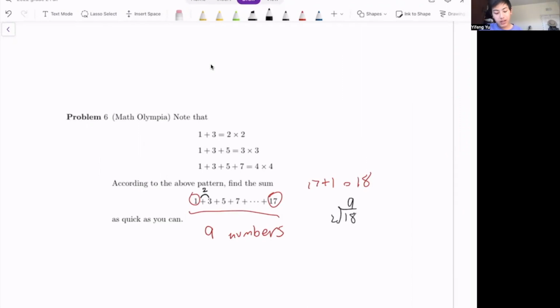So there are 9 numbers. And then for example, if there are 2 odd numbers, then that pattern is basically 2 times 2, 3 numbers, 3 times 3, and so on. So if there are 9 numbers, then it should be 9 times 9, 81. So the sum is 81 according to the pattern.